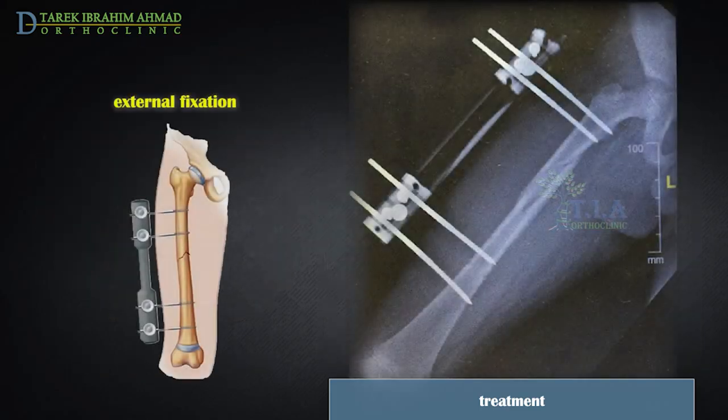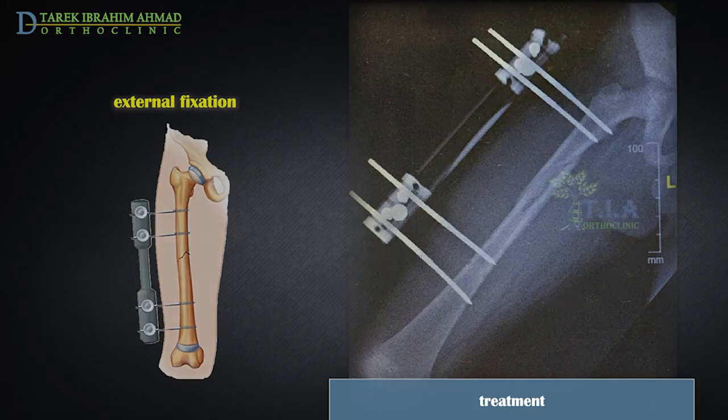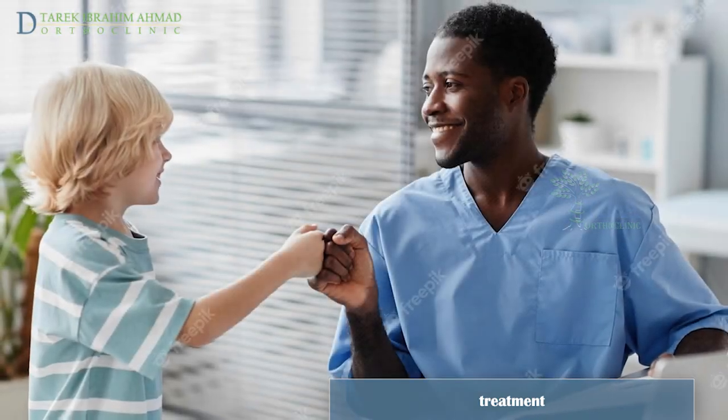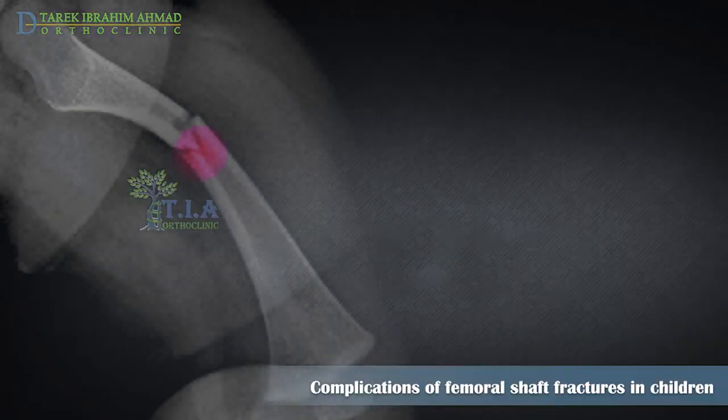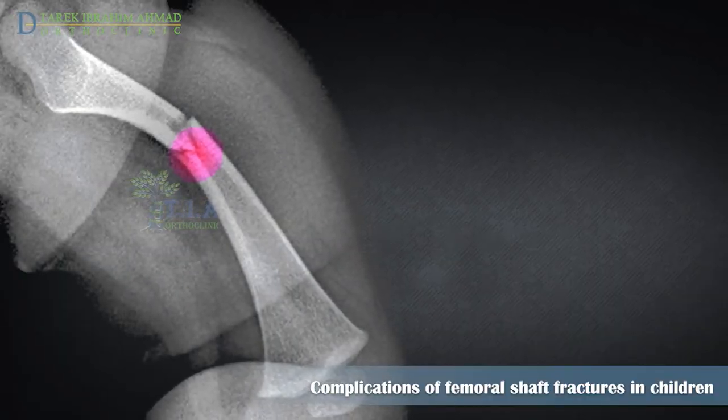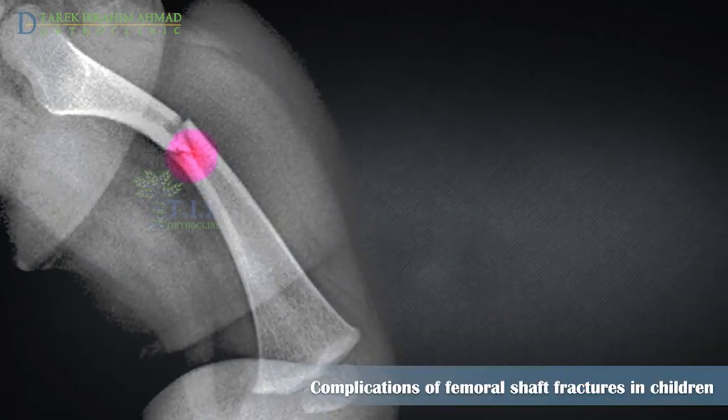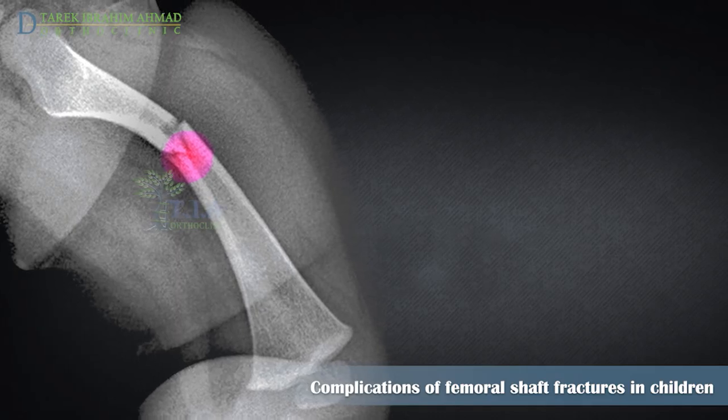External fixators are used in a polytrauma patient, open fractures, associated vascular injuries requiring revascularization, and segmental or significantly comminuted fractures. Significant healing of femoral shaft fractures usually occurs by 6 weeks after treatment. As a rule, complications in the treatment of pediatric femur fractures are uncommon.